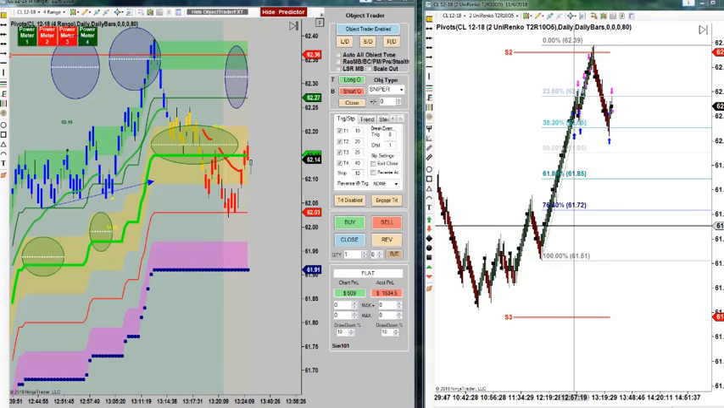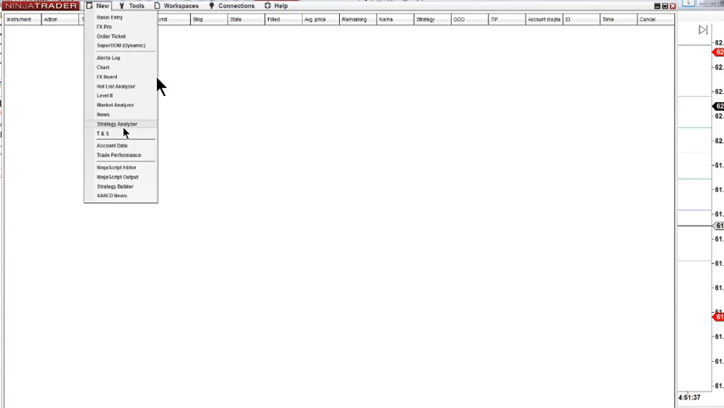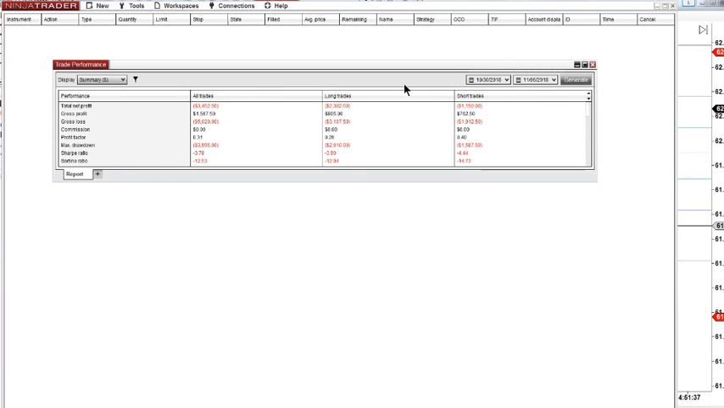If you go in NinjaTrader 8, you can go to New, and you can go to Trade Performance down below the Strategy Tester, 3 lines. Go to Trade Performance, and that will show you how many wins and losses you had. So it's just a nice way to see how you fared for the day.